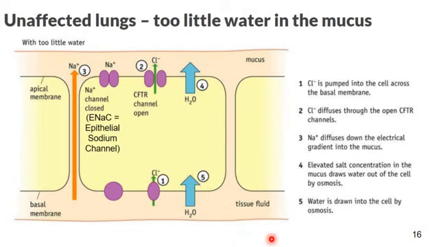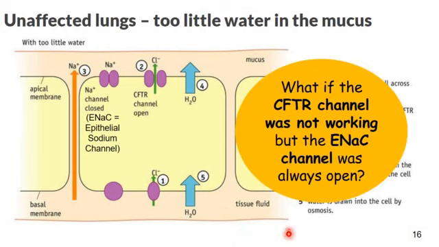But we need to think here of what would happen if this process broke. What would happen if the CFTR channel was not working? So if this channel that would let facilitated diffusion occur is not working, but the ENaC channel that allows sodium to move is always open, have a look, have a think about what would happen.